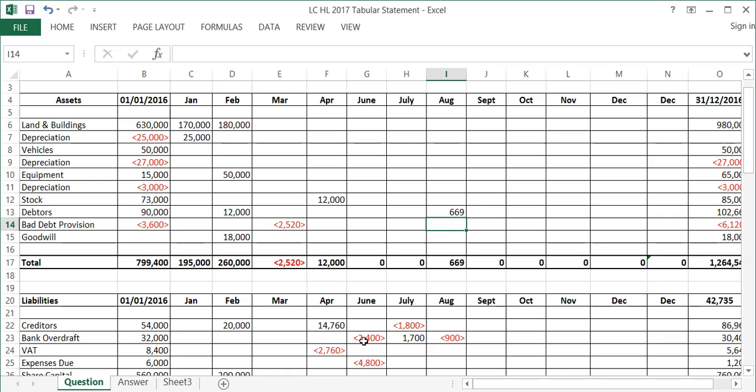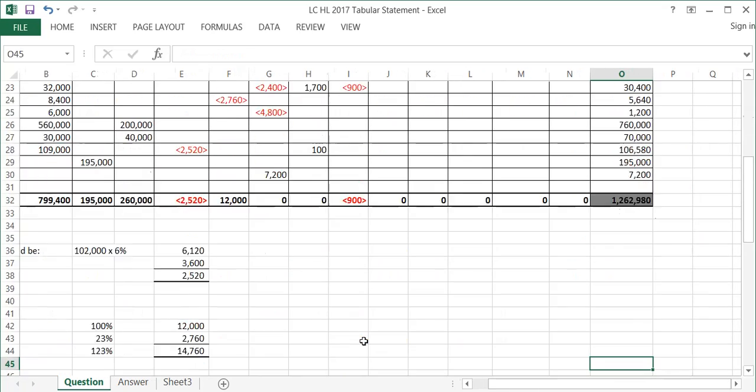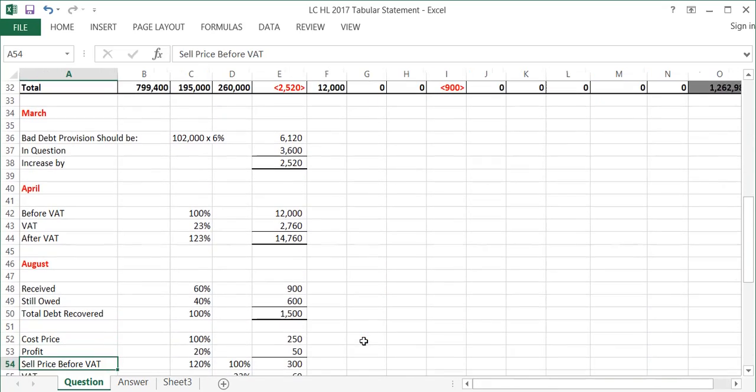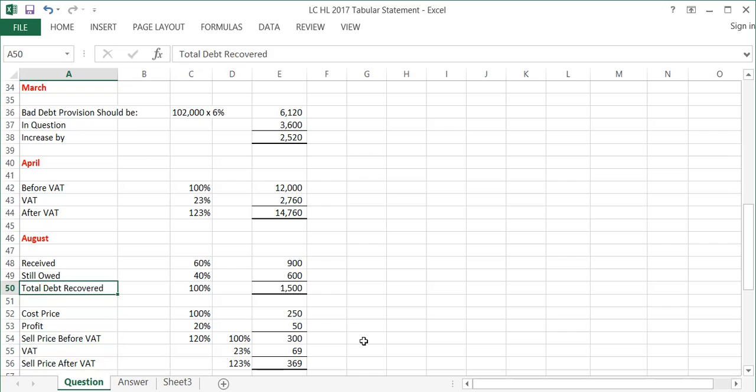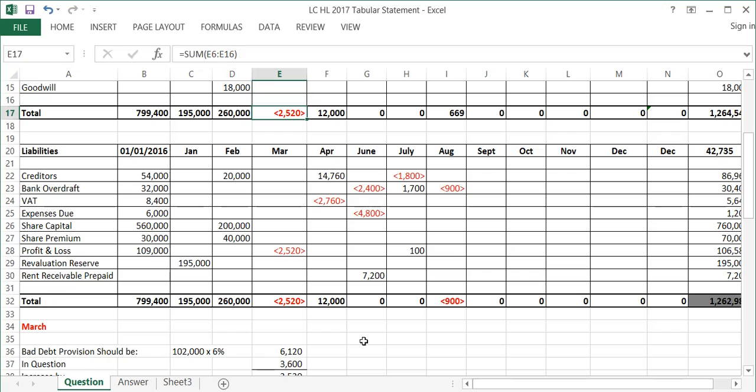So my debtors are going to be 669. Now, I had previously written off this debt. I'm going to get it all back now. So I'm going to be up €1,500 from getting this debt back. I'm also going to be up €50 from selling the goods. So in total, my profit's going to go up by 1550. So August profit and loss balance 1550.